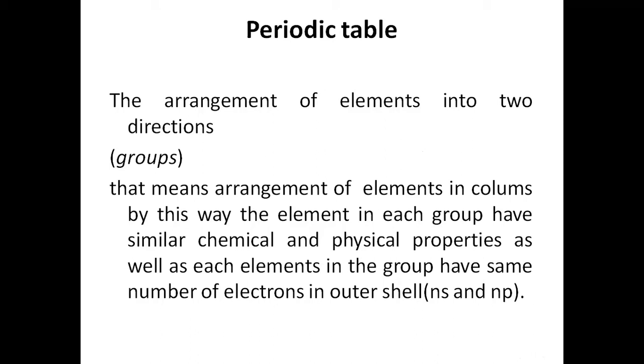For that, take n in the s: n is the number of the orbital and the shell, and p is the shell. The first way, groups: the elements in this group are arranged in columns.